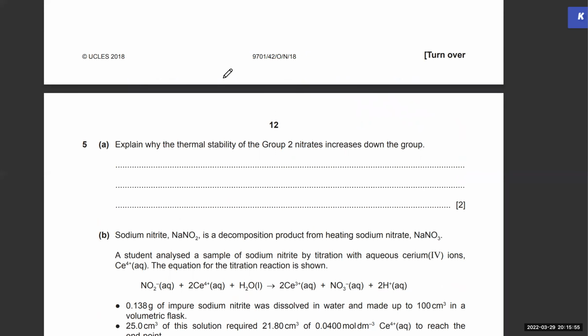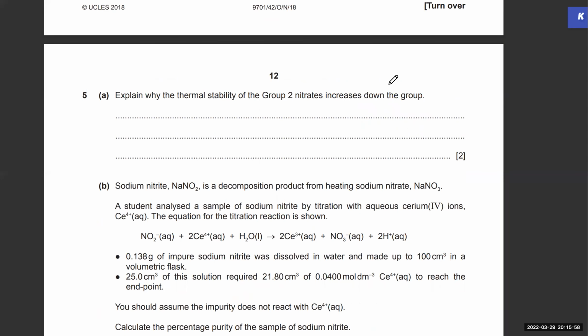Now, the next one is about explaining why the thermal stability of the group 2 nitrates increases down the group. Carbonates and nitrates become more stable, and the reason for that is, I'll explain this using a carbonate.